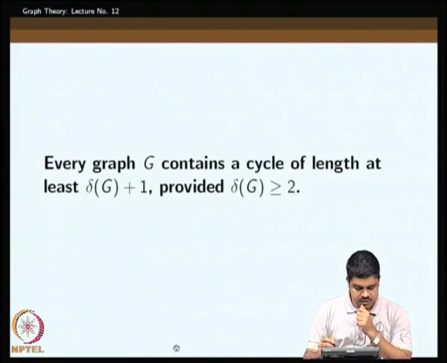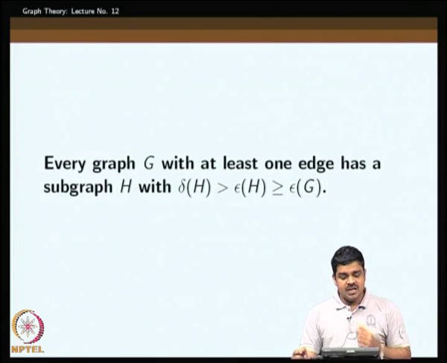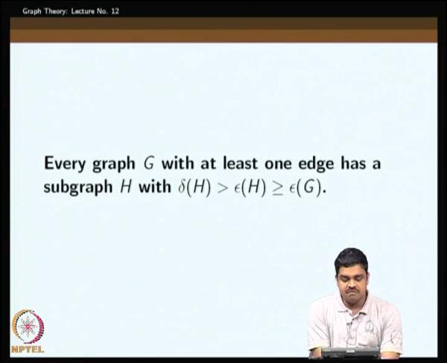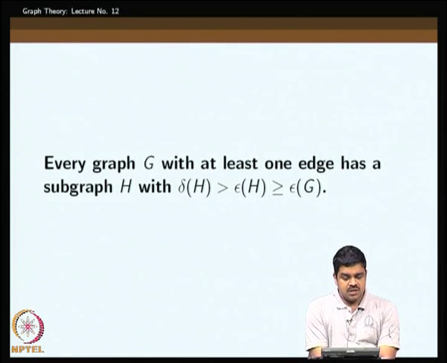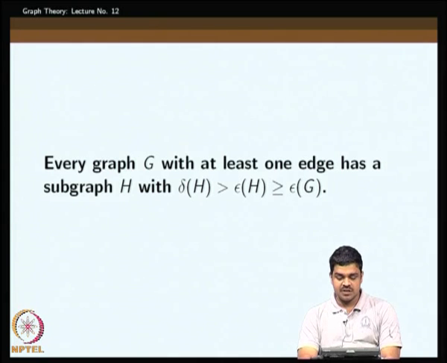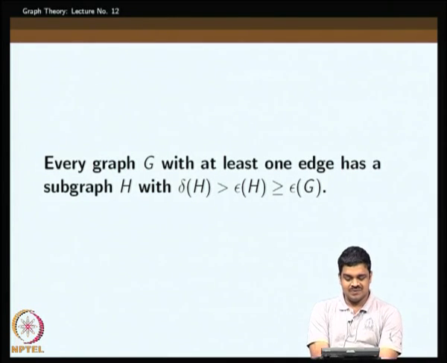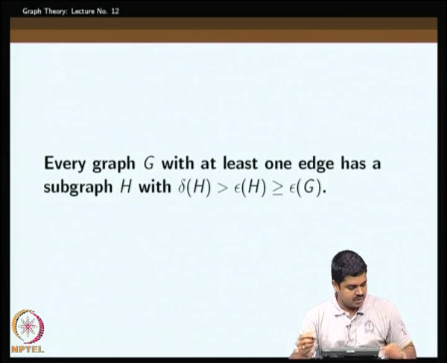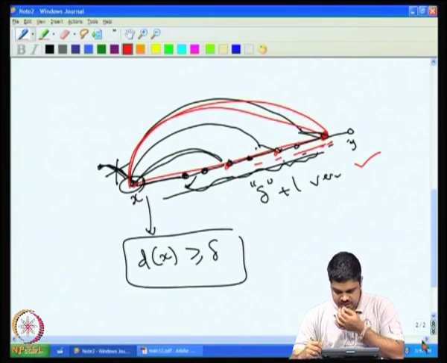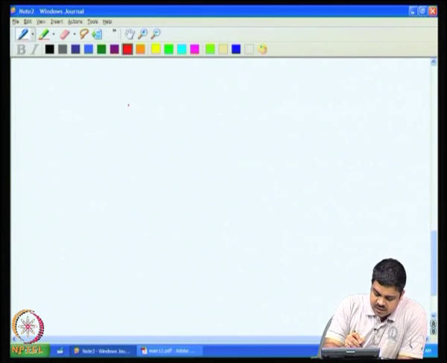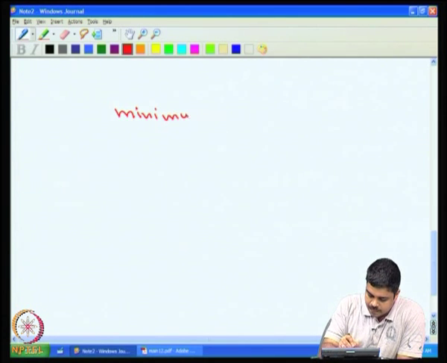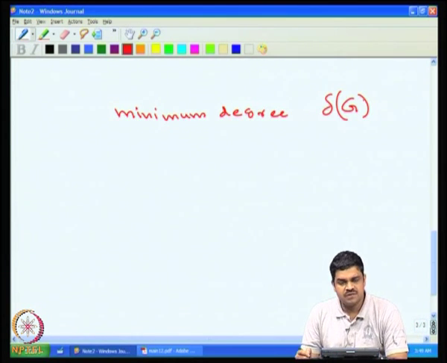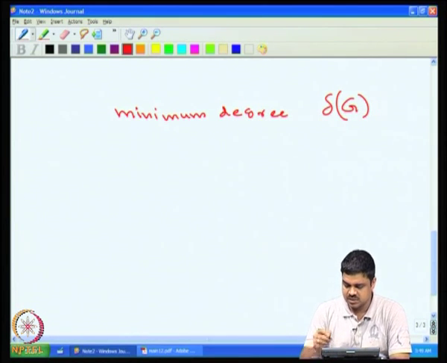The next statement we want is this: every graph G with at least one edge has a subgraph H with minimum degree of H greater than or equal to epsilon of G. We are using something called epsilon. What is this epsilon? As we have seen, there are these two or three parameters. One is the minimum degree, delta of G: among all the vertices, consider the degrees of all the vertices, and the smallest is the minimum degree.